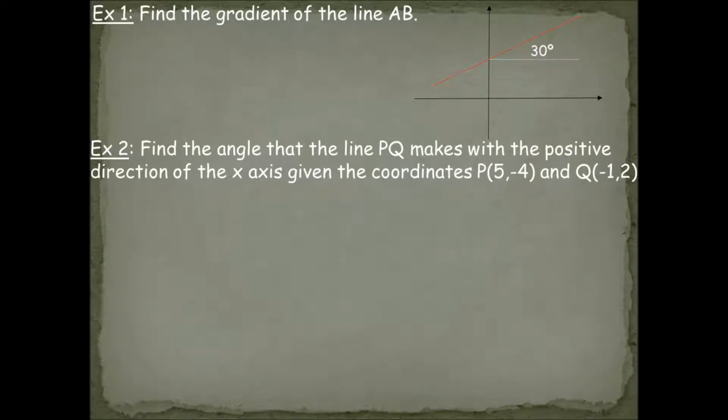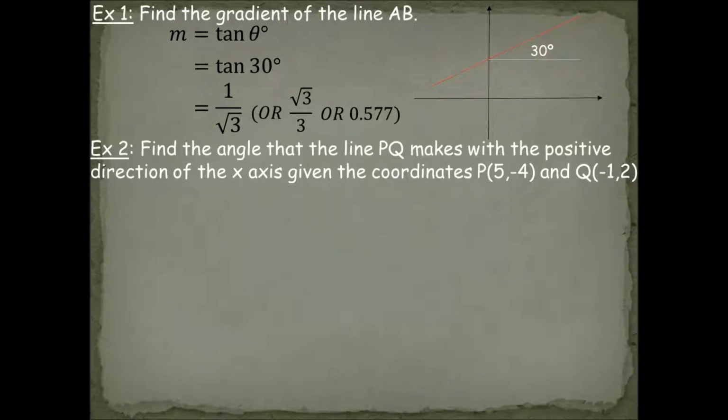Example 1, find the gradient of the line AB. Well, we're just going to simply use tan theta. You get 1 over root 3, or if you've got the good Casios, the calculator will probably throw root 3 over 3, where they've rationalized the denominator. Or in this scenario, if there's no specification, you could throw the decimal version in.